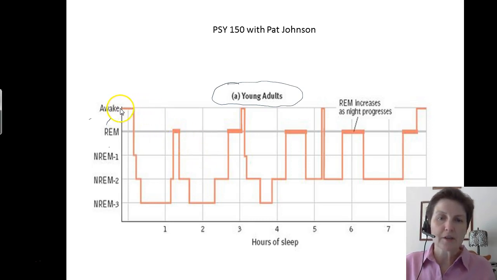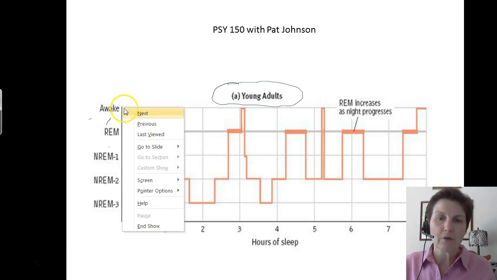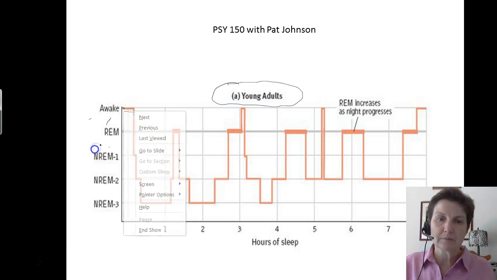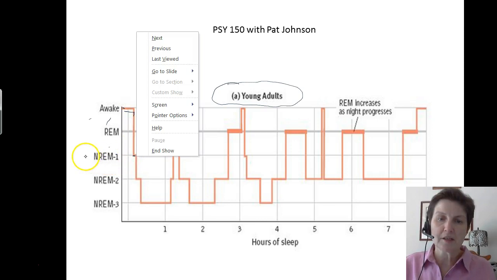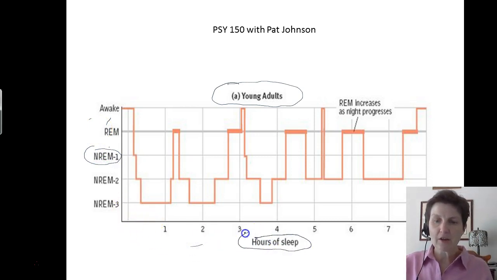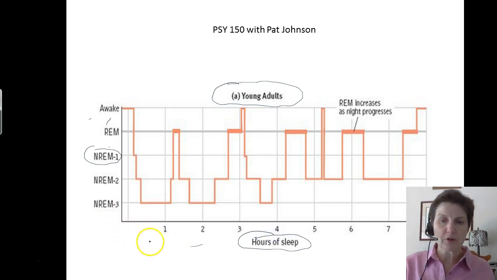And as you fall asleep, notice what's going on here. You go from awake all the way down into the first stage you go and spend any time in, which is non-REM 1. So we go from awake to non-REM 1 when we first fall asleep. This axis down here is hours of sleep. So within the first hour of sleep, you go from awake to non-REM 1 to non-REM 2 down to non-REM 3. And non-REM 3 is the deepest stage of sleep.